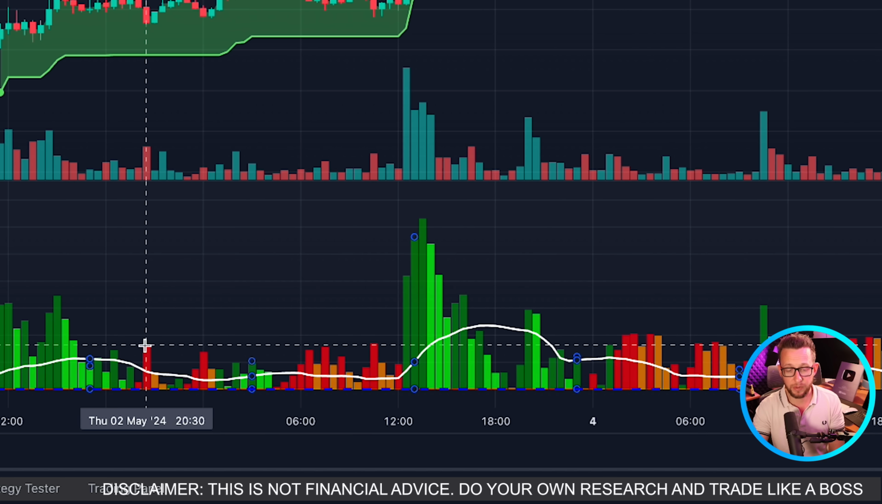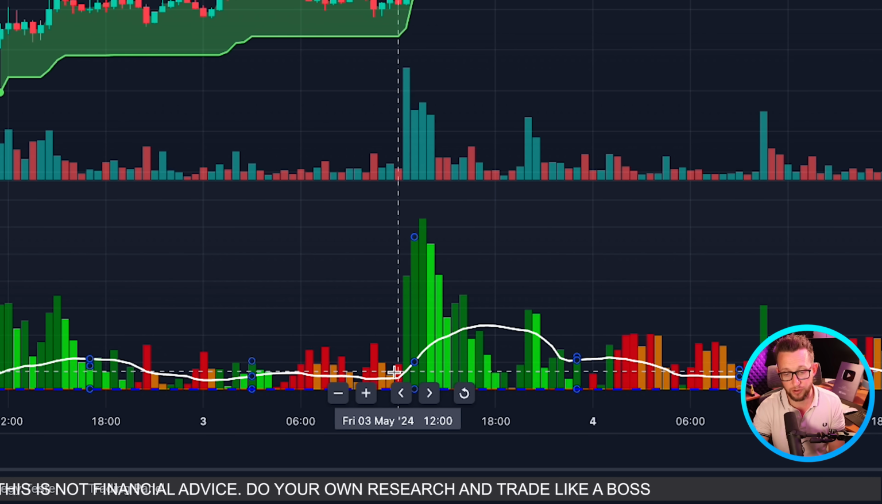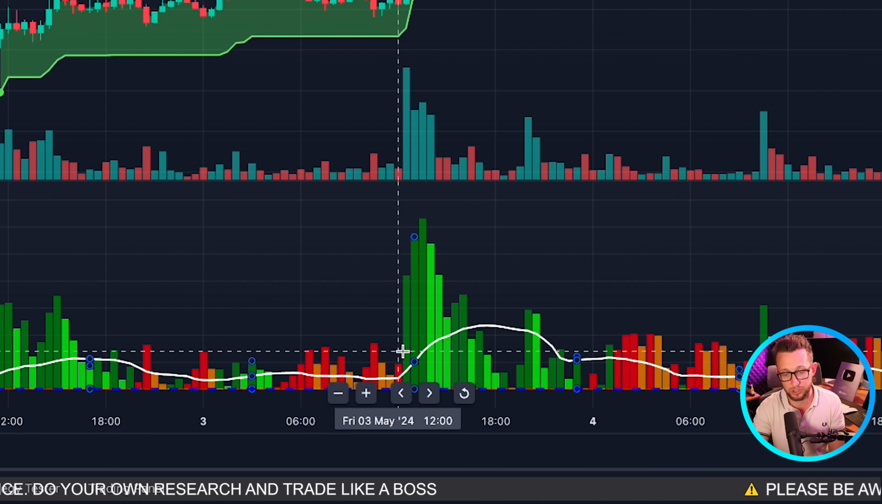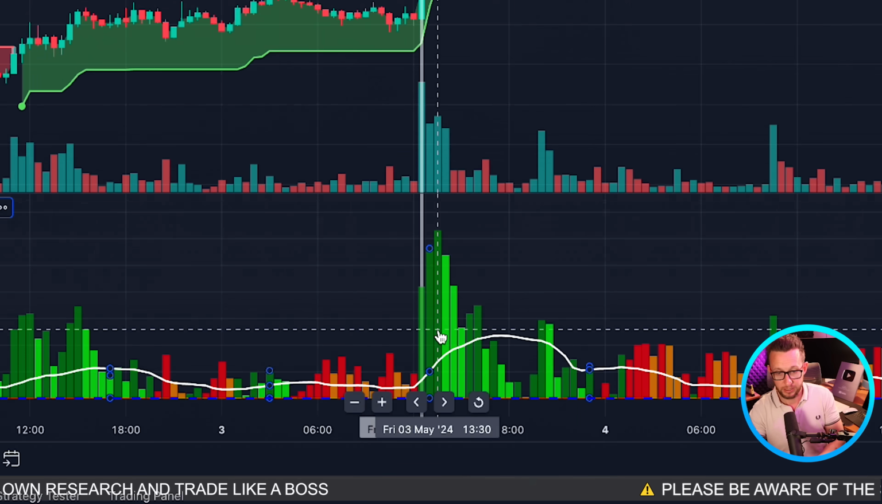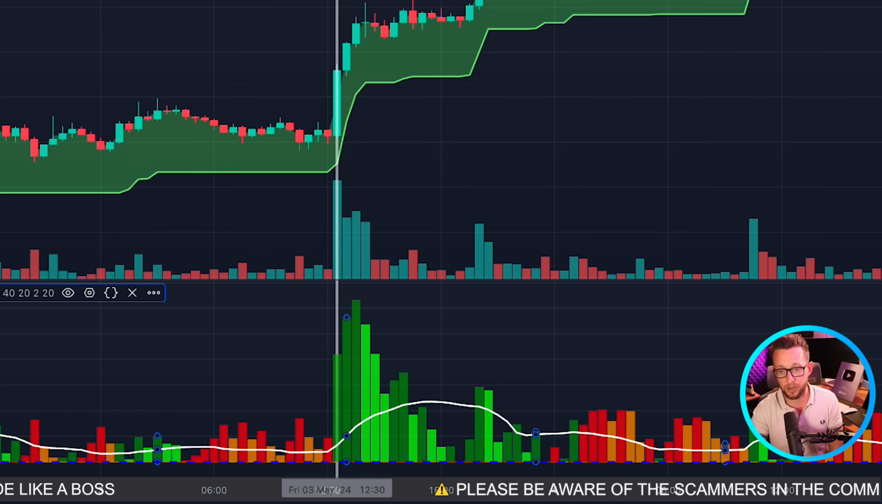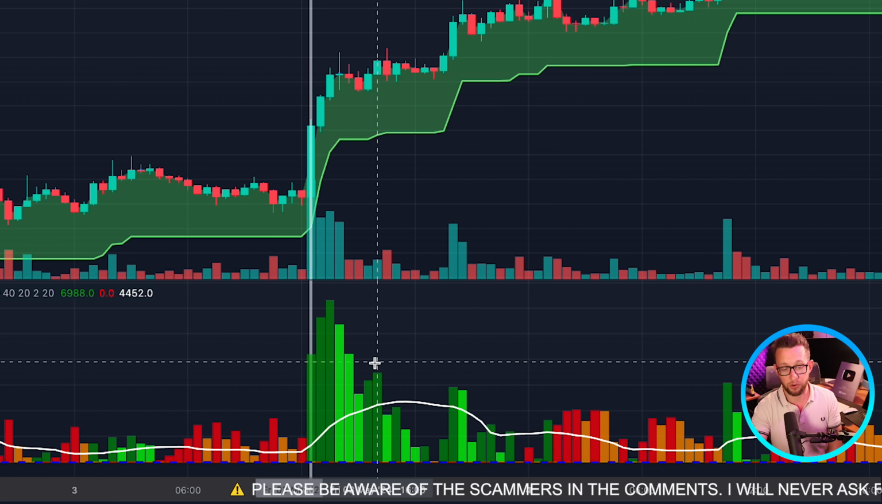So the WADA, we're just looking for this histogram over here to be in the green. We're looking for it to break above the white line, which is the explosion line, which will confirm our entry. So as you can see, it is absolutely brilliant at finding entries for us. And this has been one of the most profitable indicators that I've used on TradingView.